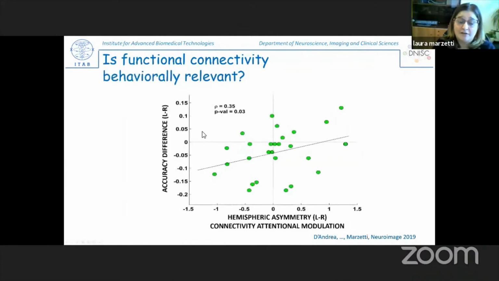And also, as I already mentioned, this very same asymmetry of functional connectivity is also related to the ability of the subject to perform the task, meaning again that when a subject has more connectivity modulation on the left hemisphere, then it will be also better at responding, in terms of accuracy, to targets presented to the left hemifield.